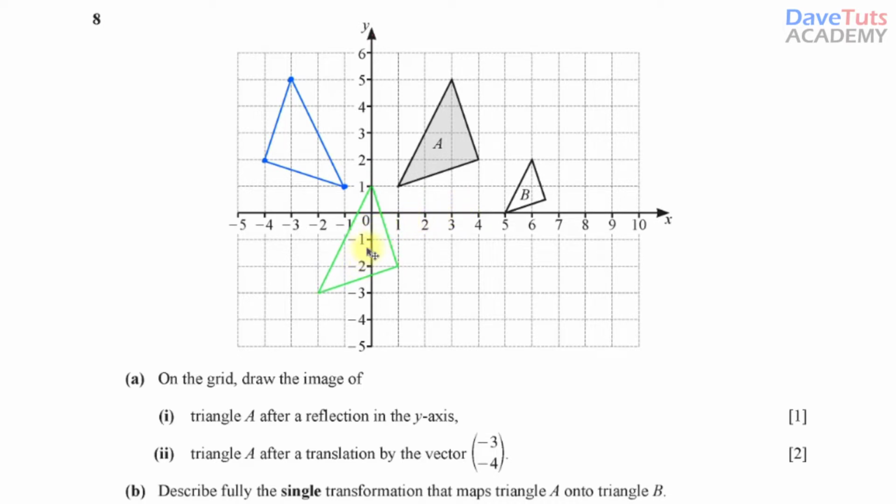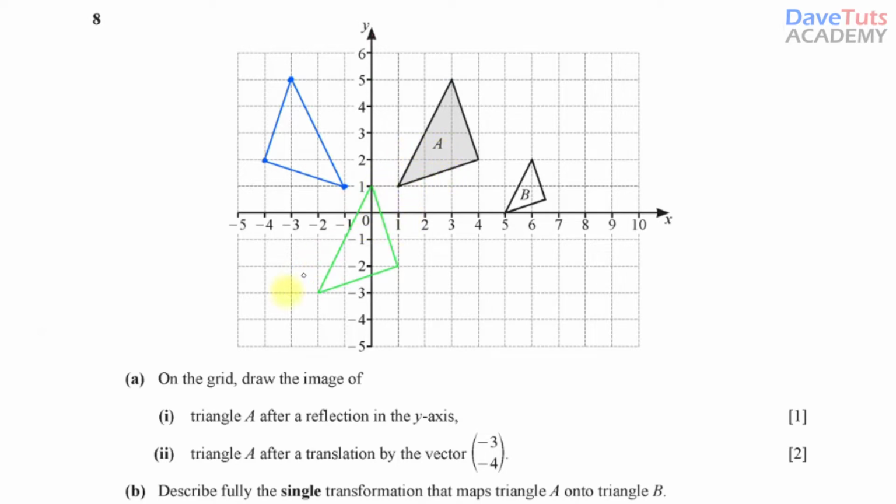So this is the translation of triangle A by the vector minus 3, minus 4. What we are doing is moving it 1, 2, 3 on the x, which is the implication of this minus 3, and then 1, 2, 3, 4 on the y, which is the implication of this minus 4. I just did it like that so that students, you can have a feel of what we are doing here and it will not be ambiguous to you.